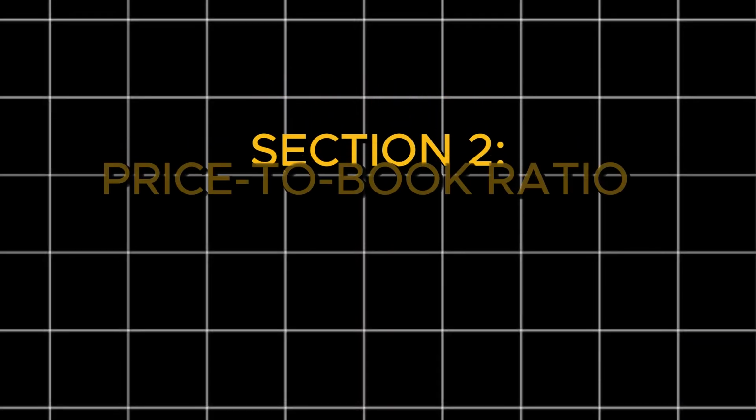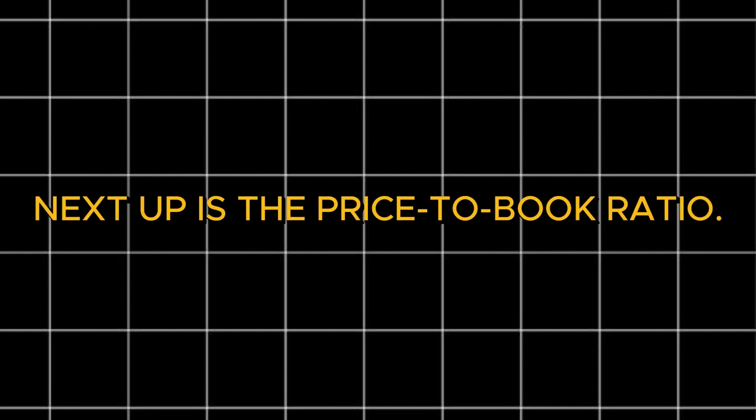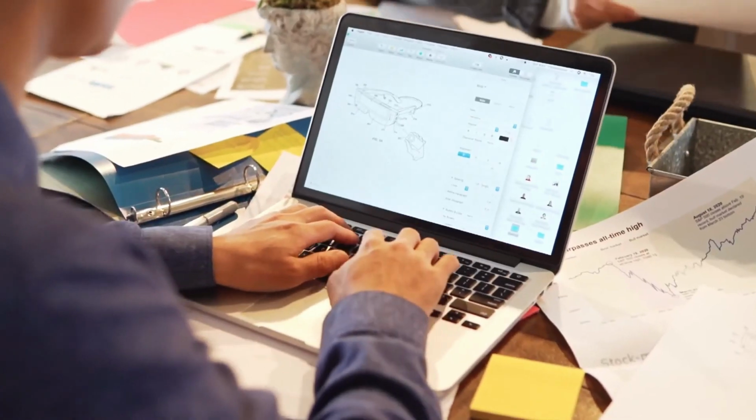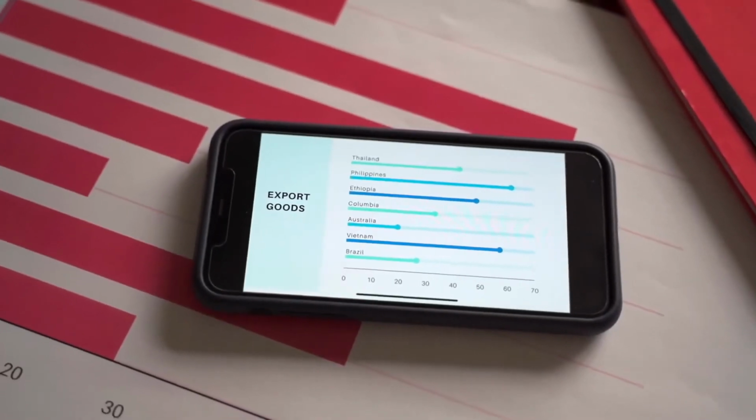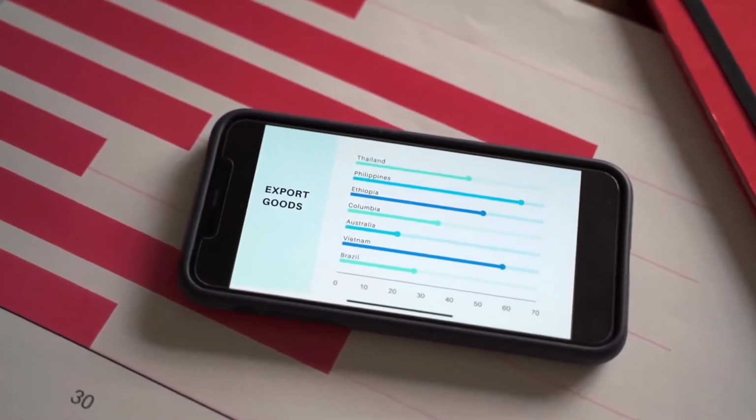Section 2. Price to book ratio. Next up is the price to book ratio. This metric compares a company's market value to its book value. The book value is essentially the company's assets minus its liabilities.